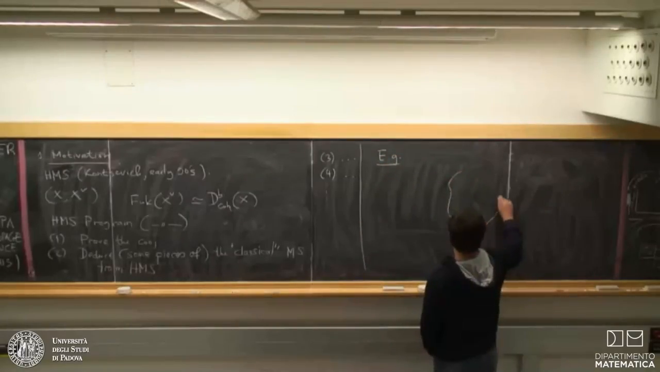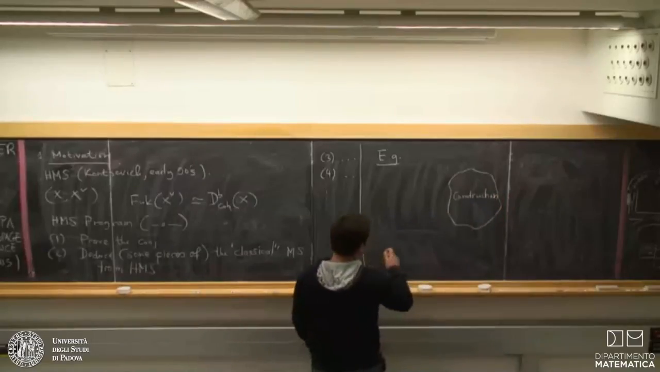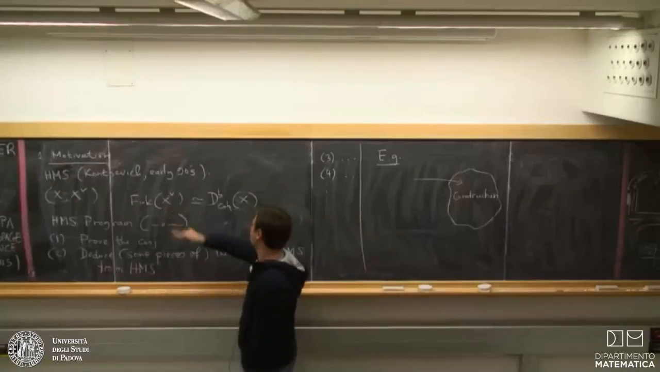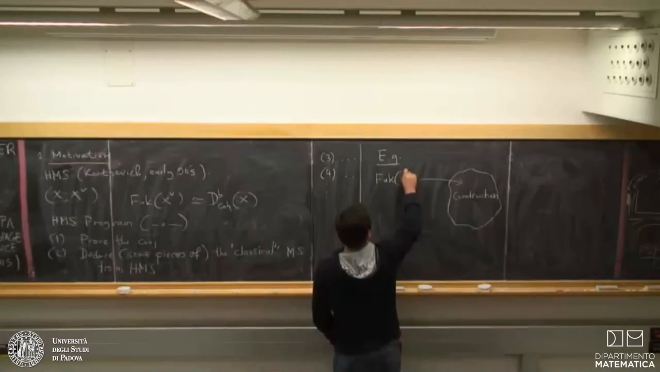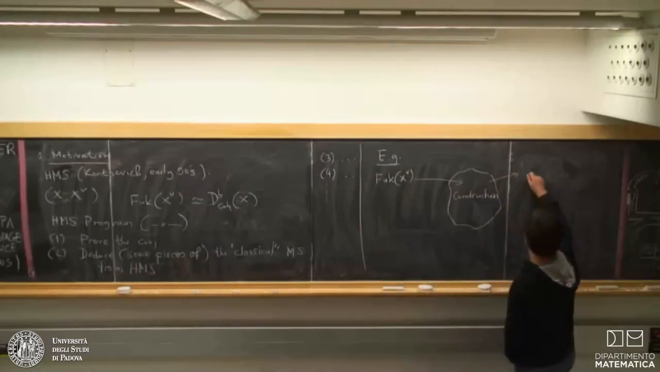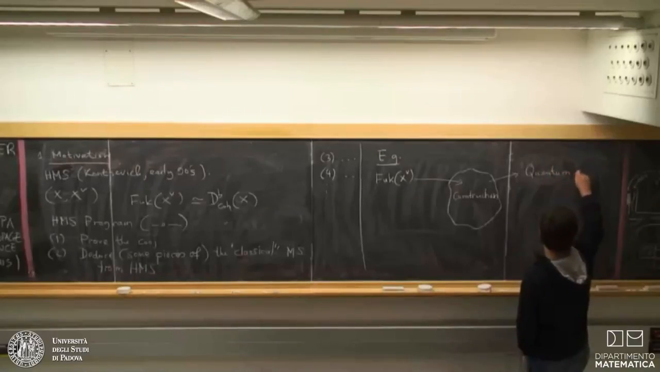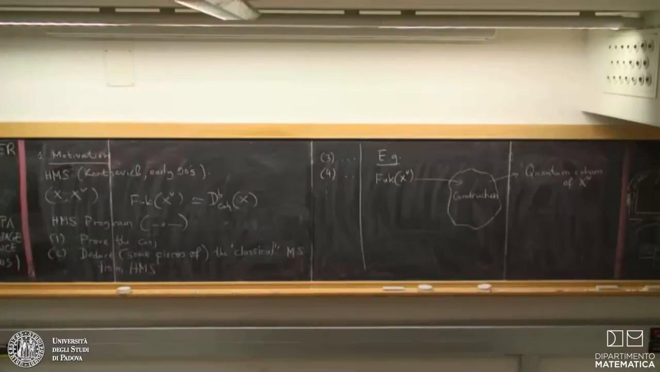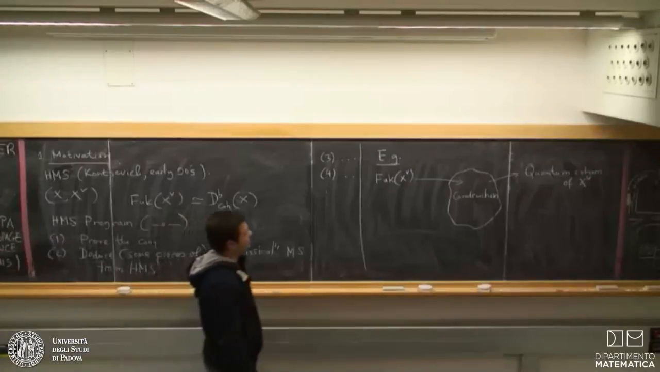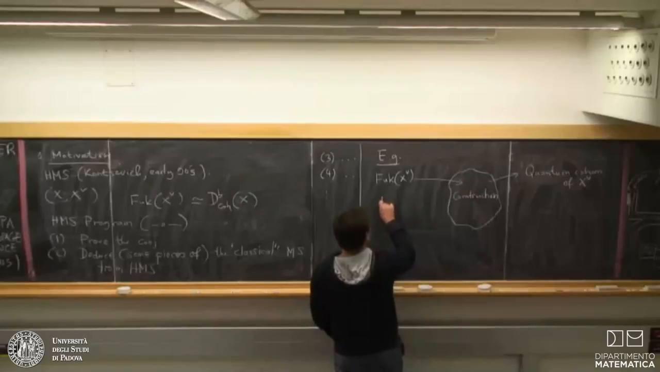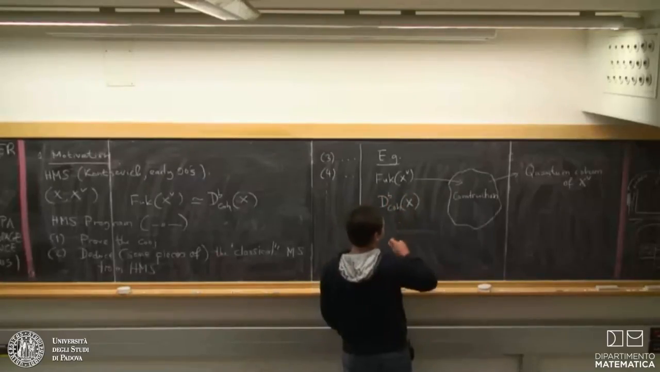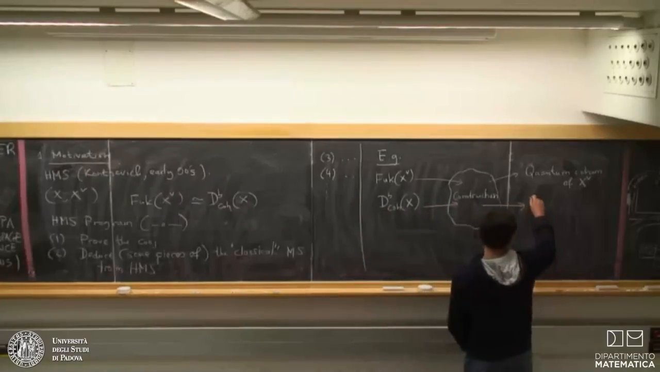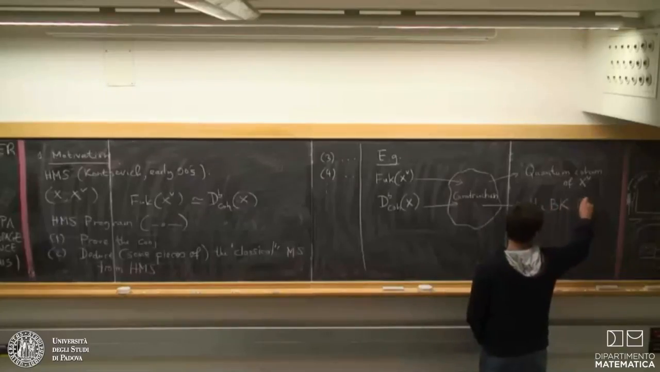For example, we would like to have some construction, say a black box, with the following properties. If you feed it the Fukaya category of a Calabi-Yau manifold, it spits out a quantum cohomology, or more precisely the Frobenius manifold that you build from the Gromov-Witten invariants of X check. If you feed it the bounded derived category of coherent sheaves on X, it spits out the Barannikov-Kontsevich Frobenius manifold.